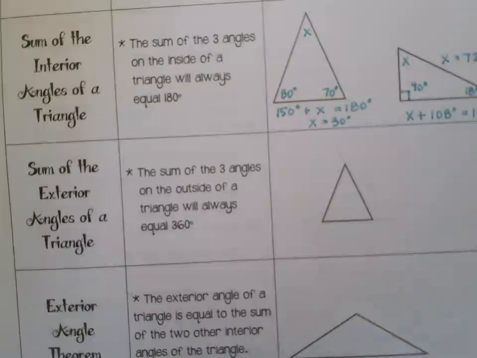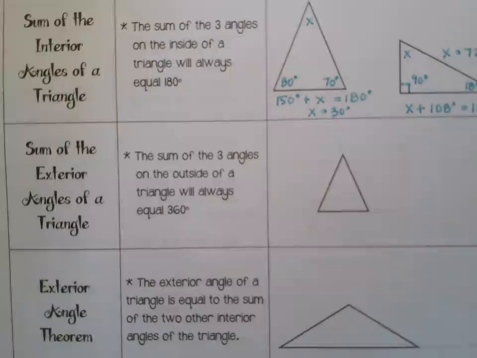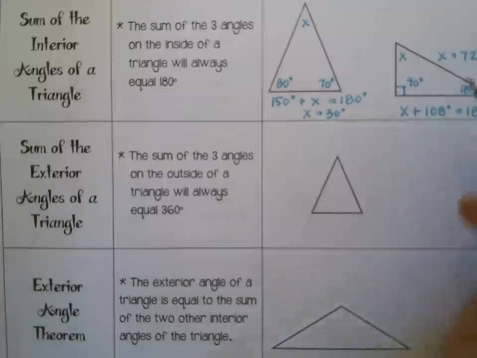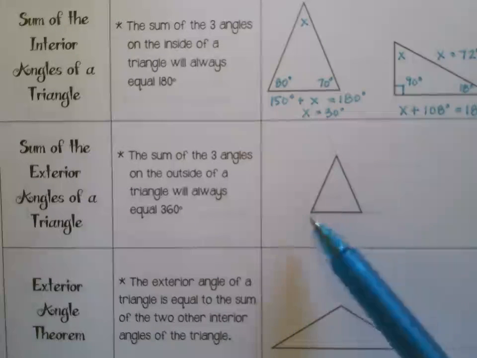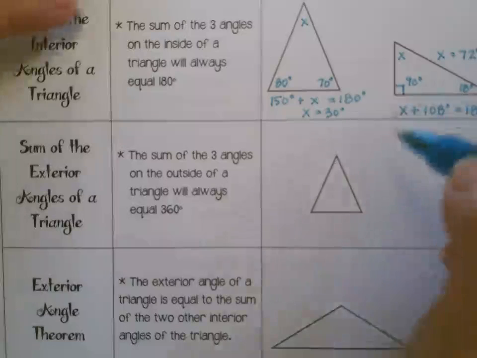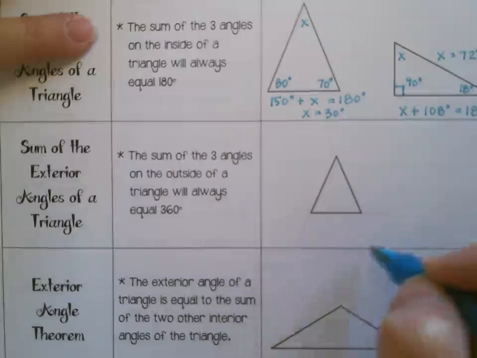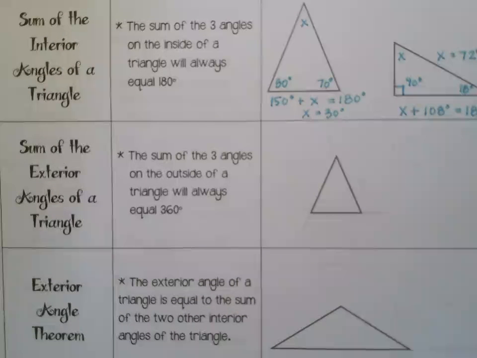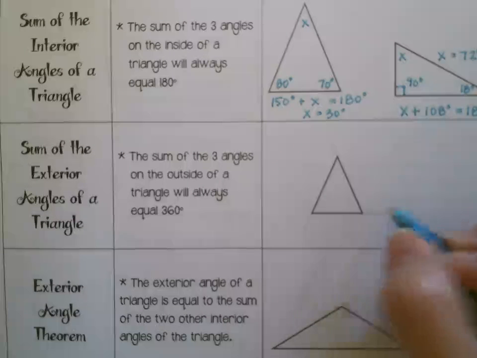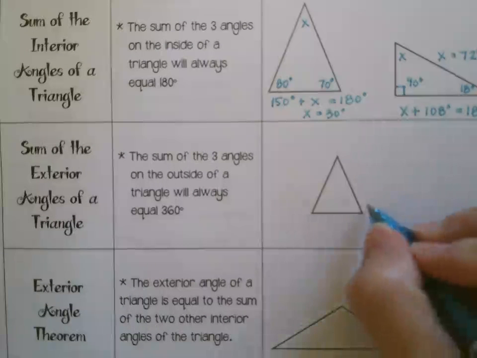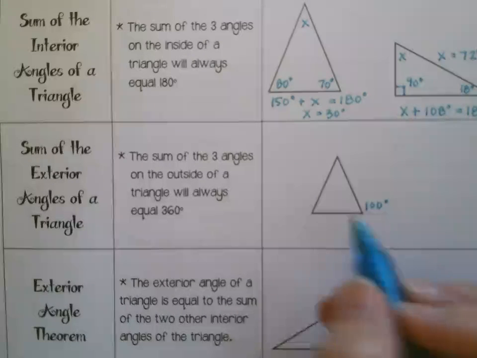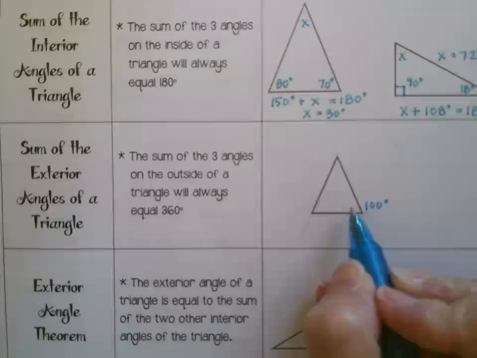All right. Next up, the sum of the exterior angles of a triangle. So this one is kind of crazy. It's very cool. What happens here is that if we know the angles inside of the triangle, we can figure out what would happen outside of the triangle. But in the end, if we were to move around this triangle in a circle, it would be 360 degrees. So if I told you that, let's say this one is 100 degrees, can you figure out what this angle is?